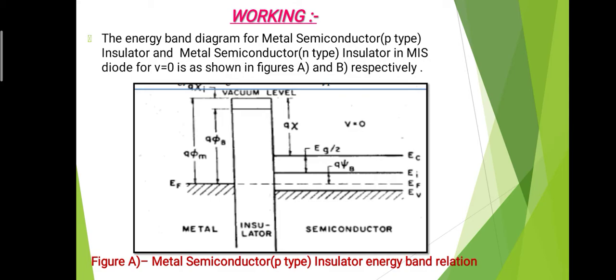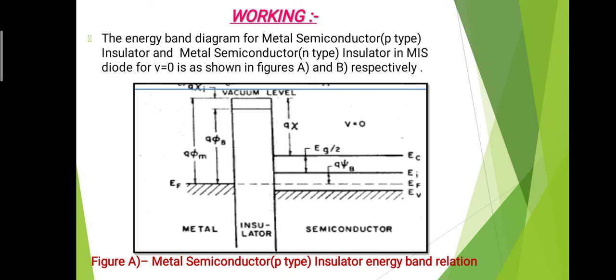Now how does it work? Let's see the energy band diagram for metal, insulator and p-type semiconductor, and again metal, insulator and n-type semiconductor in the MIS diode for V equal to 0, as shown in figures A and B. So how is the junction formed at the metal, semiconductor and insulator contact? This case is different when the semiconductor is used as a p-type semiconductor or when it is an n-type semiconductor.